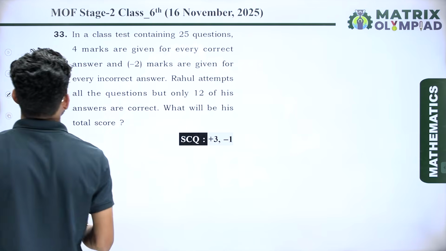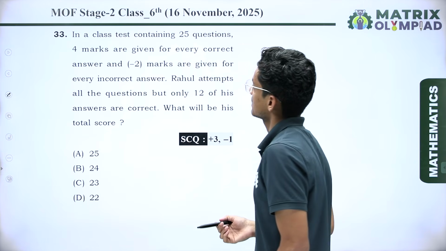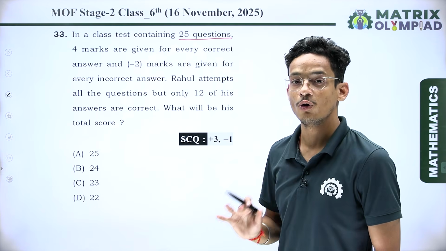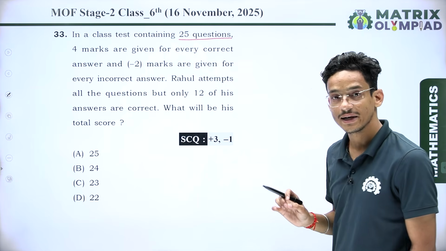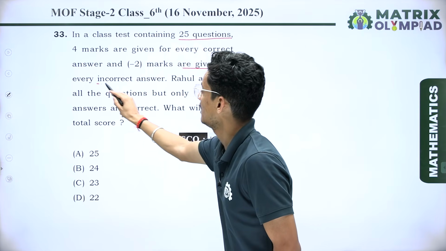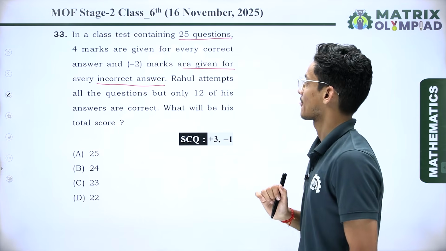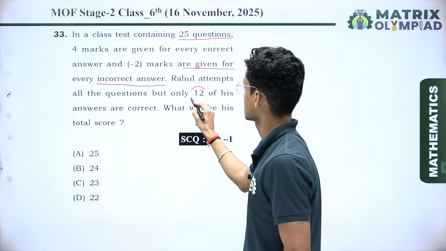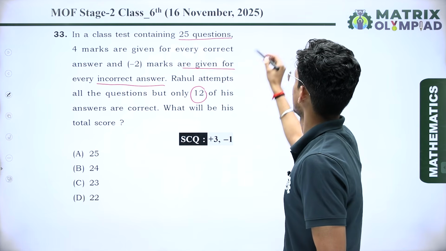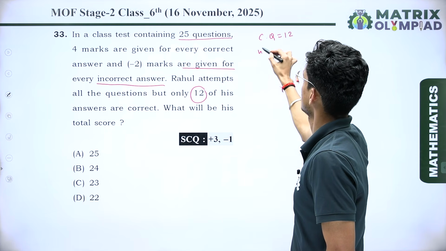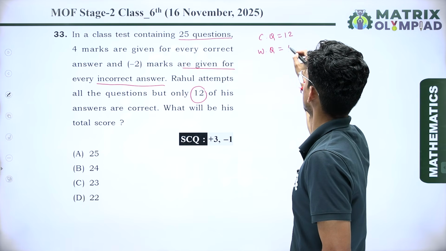Now the next question, that is, in a class test containing 25 questions, 4 marks are given for every correct answer and minus 2 marks are given for every incorrect answer. Rahul attempts all the questions, but only 12 of his answers are correct. It means the correct questions are 12, and the wrong questions are 13.